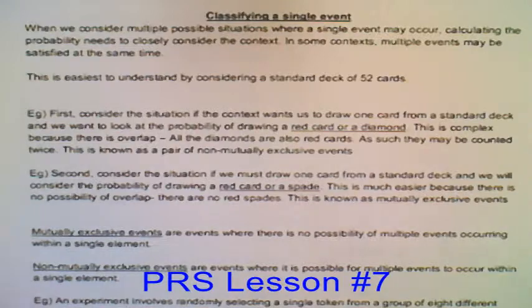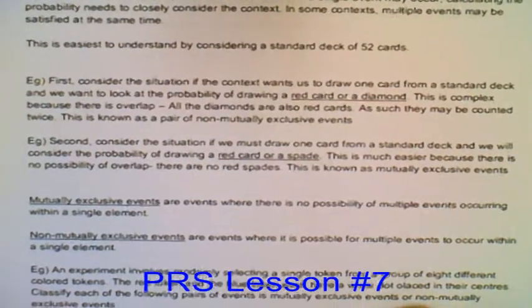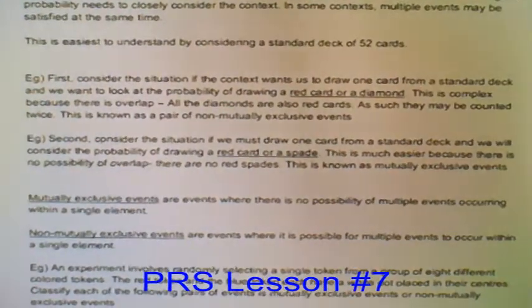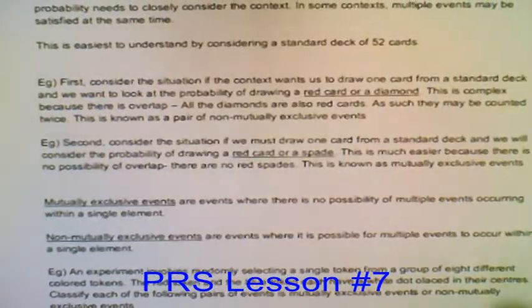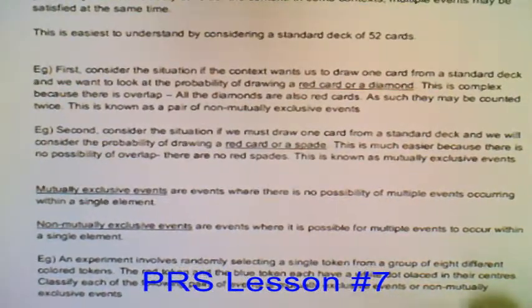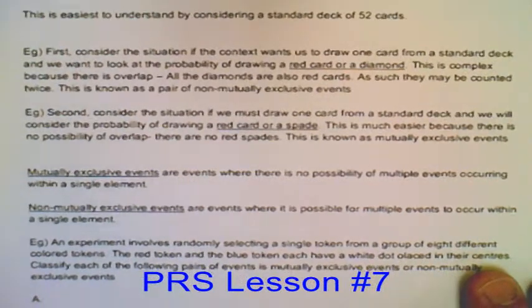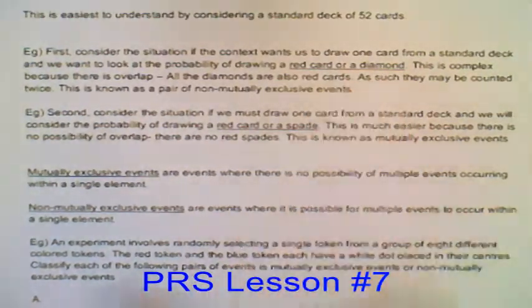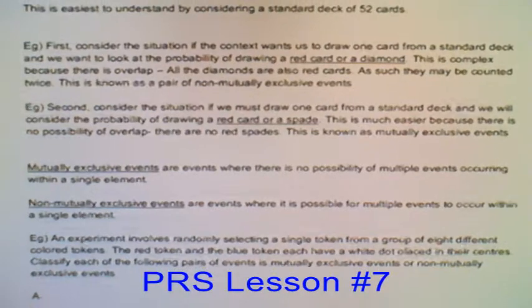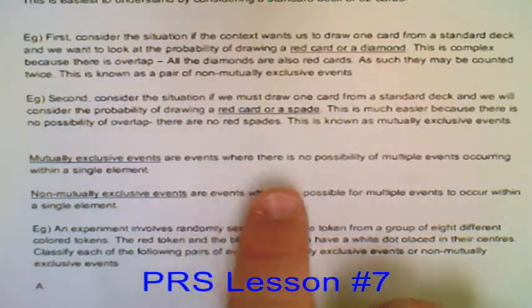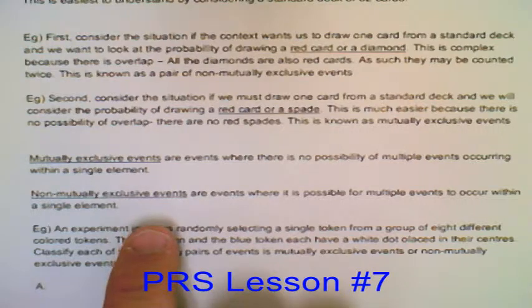So the two terms that come with this are mutually exclusive and non-mutually exclusive. Now, I'd like to use something different, but the term that we use is non-mutually exclusive. So basically, that's what it boils down to. It's either mutually exclusive or it's not. That first one where you've got the red and the diamond, that's non-mutually exclusive. There is the possibility of having both happen. So they don't stand apart, so they don't stand separate, so they're not mutually exclusive. So you get these two terms.